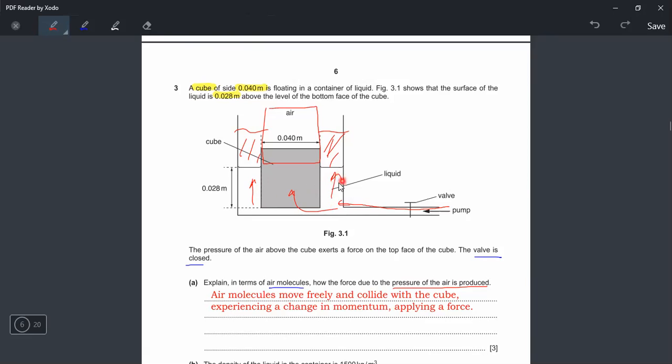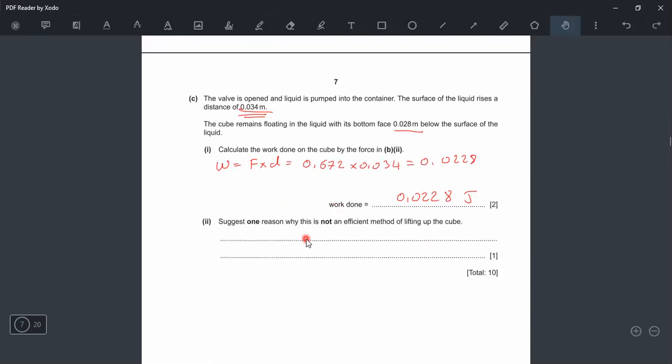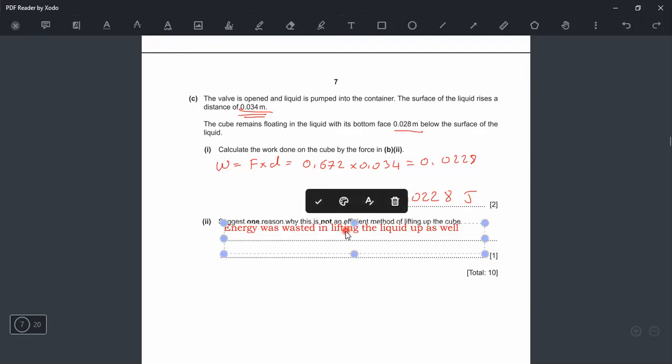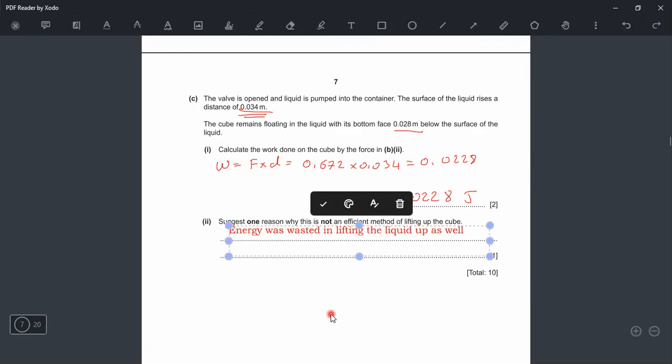So a good portion of the energy you used in order to push the cube up was also used to lift the rest of the water up alongside it. So the reason this isn't really efficient is because you're wasting energy lifting the water too. So energy was wasted in lifting the liquid up as well. So it's not just the block. It was the liquid too that was lifted.